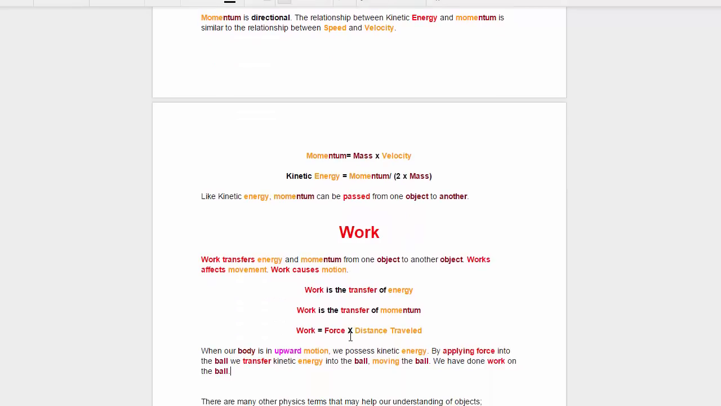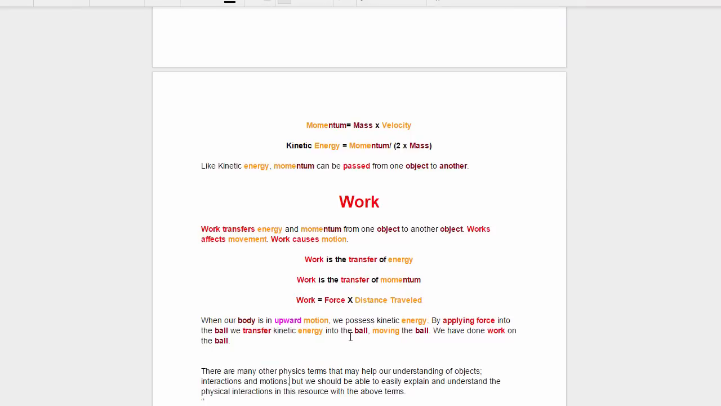Okay, a few more definitions. Work. Work is the transfer of energy and momentum from one object to another. Work affects movement. Work causes motion. So work describes force times distance traveled. So work is pretty similar to force, but it depends. It's like work done, the sum of the force done, right?